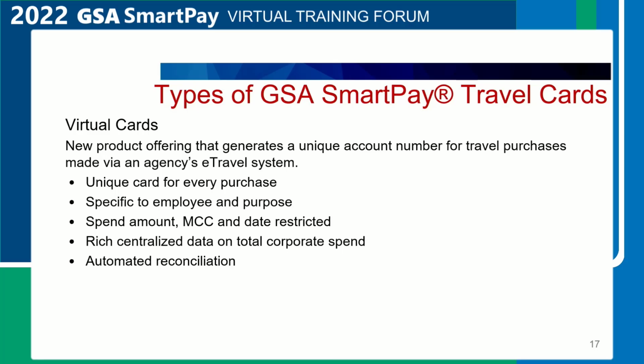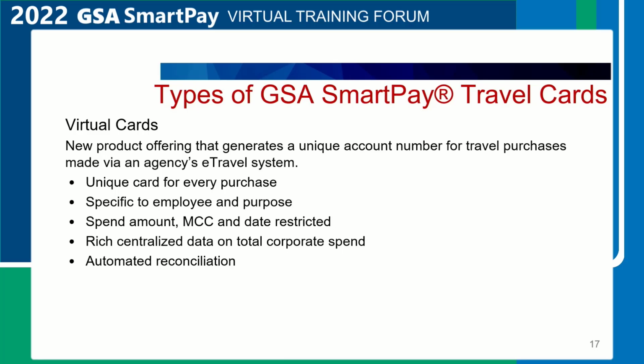Then we have ghost cards. A ghost card is an account number that is specific to an agency or an entity within an agency. The term card is a little misleading because there is not a need for a plastic card for the transactions. A ghost card allows for an agency to consolidate purchases to a single vendor under one account, aiding in reconciliation as well as transaction oversight.